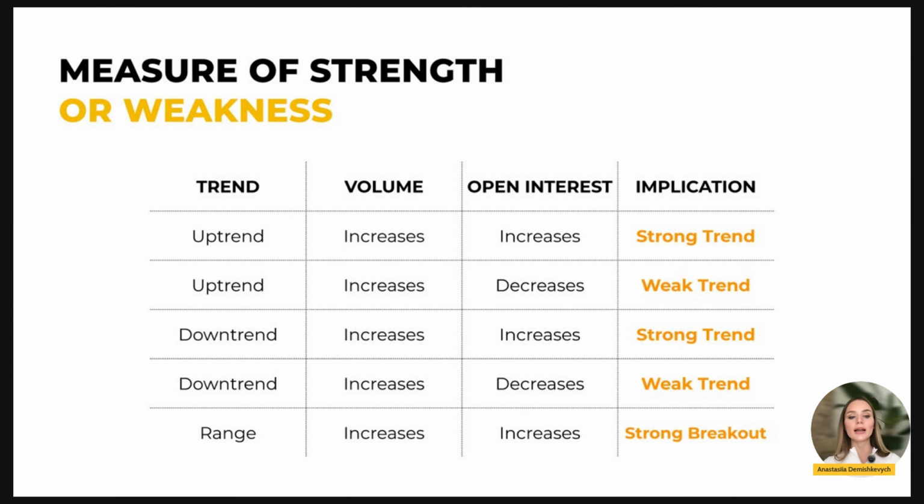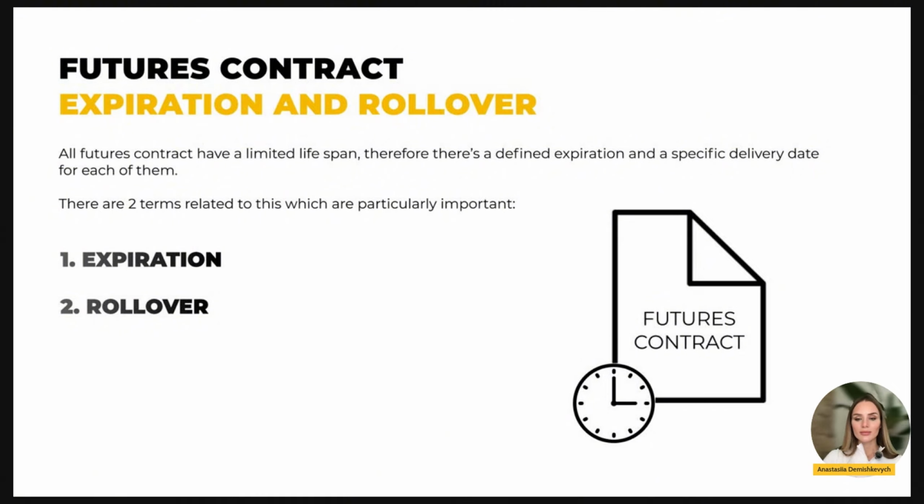And last example applies to consolidating markets. When the market is moving sideways in the range, but both volume and open interest are increasing, this suggests that traders are preparing for a potential breakout. More participants are entering the market, indicating a buildup of momentum, and a strong breakout in either direction is likely to happen soon. By looking at these three factors, traders can make more informed decisions about whether to enter, stay in, or exit a current position.